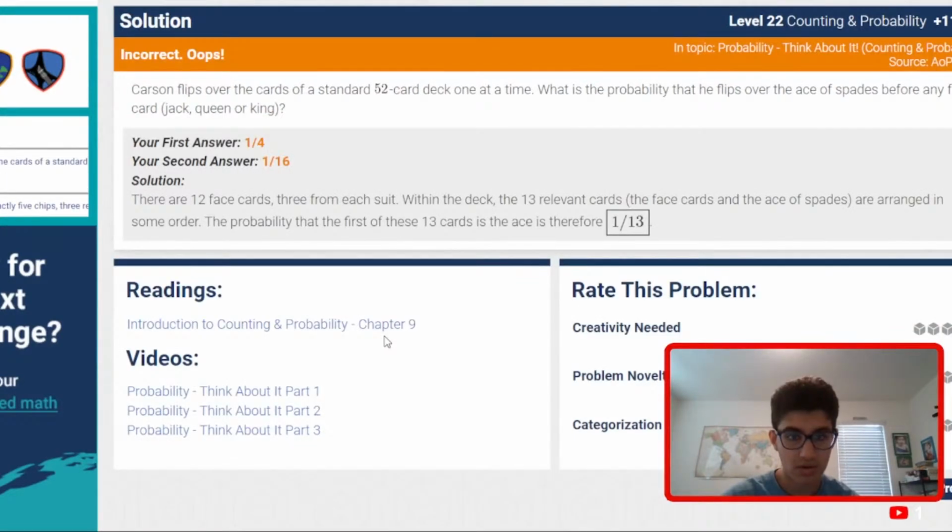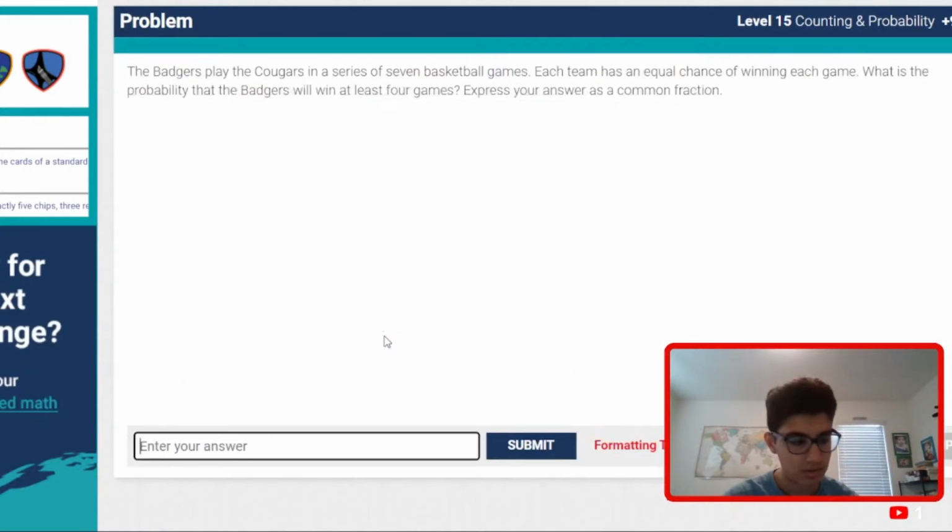What? There are 12 face cards, 3 from each suit. How are they 12? Shouldn't there be. Oh, before any face card. So they're 12. Okay. I'm doing very badly here.